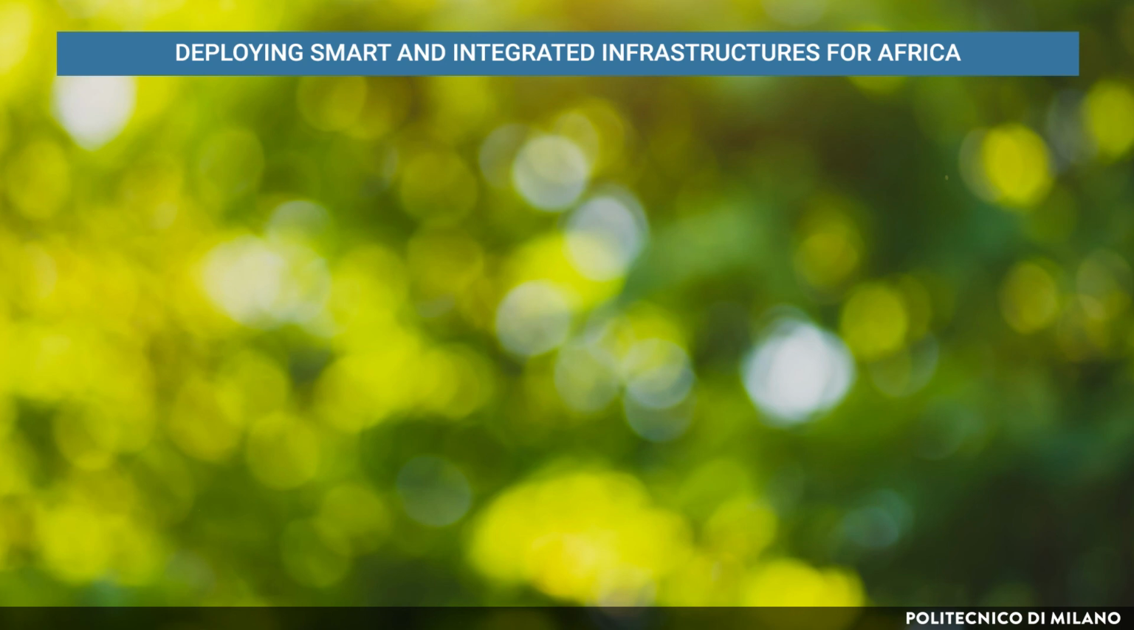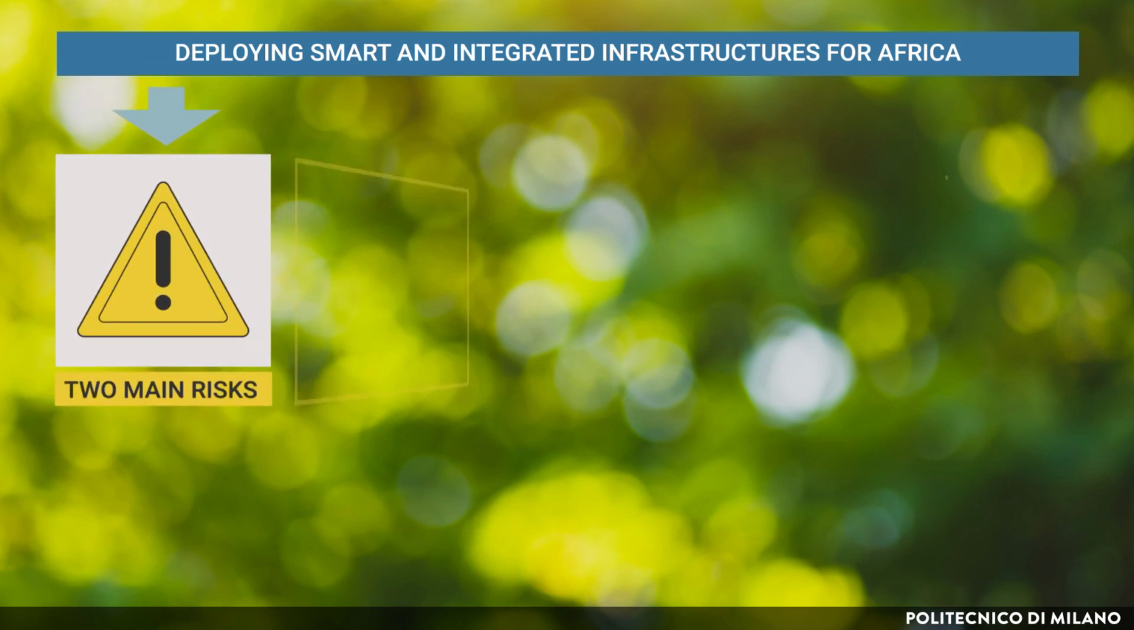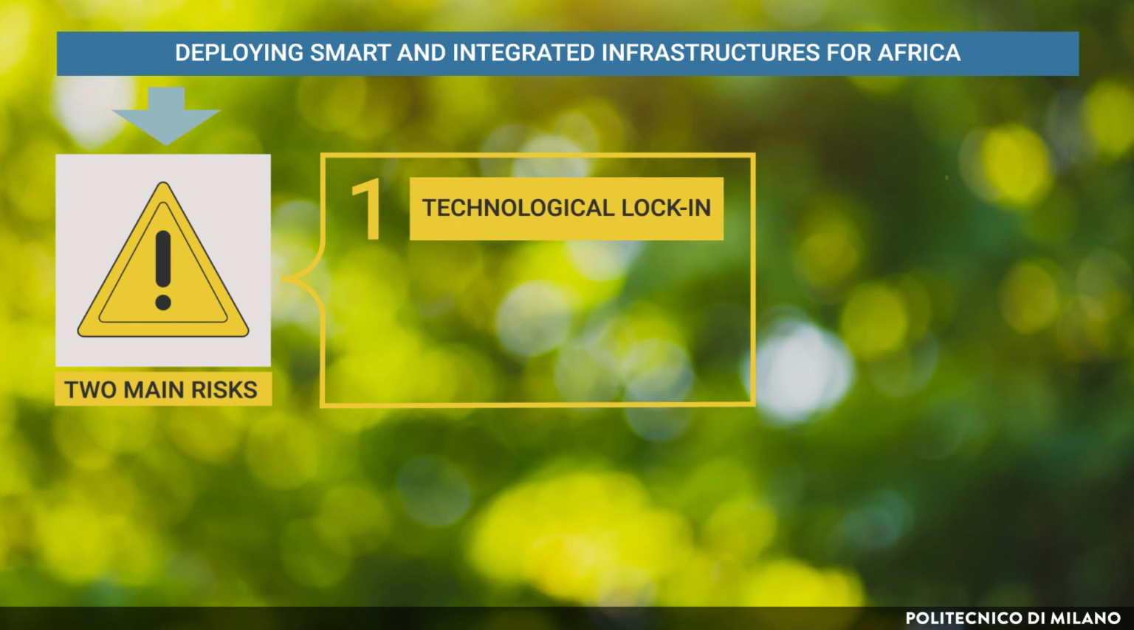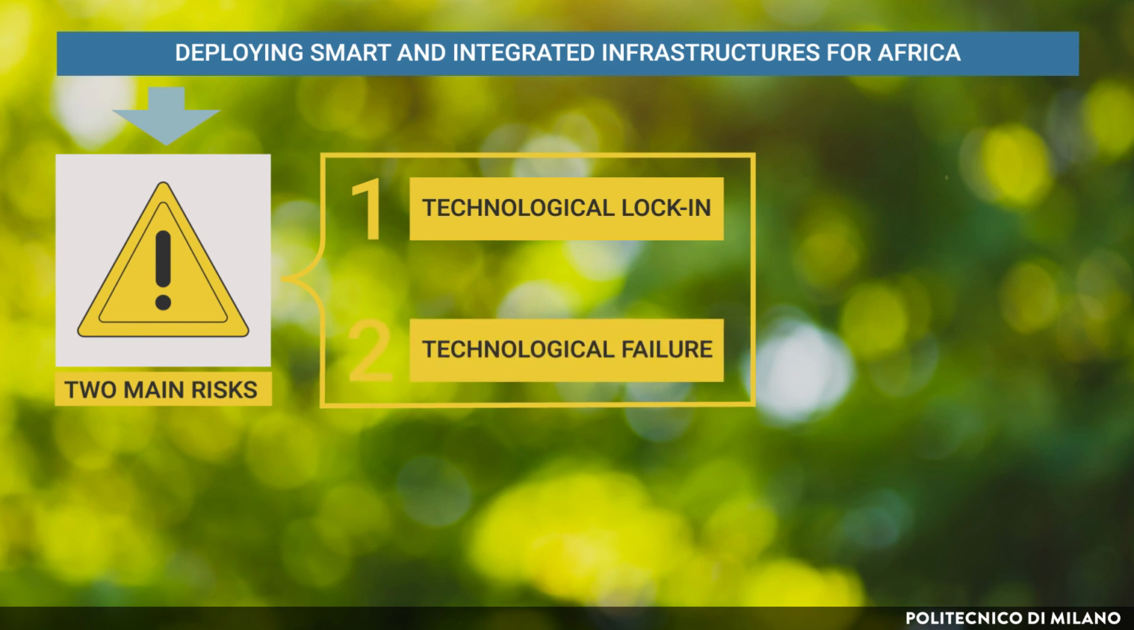Deploying smart and integrated infrastructures for Africa needs to be recommended to promote prosperity in the continent and to mitigate two main risks. First, technological lock-in to a set of configurations that might meet short-term targets, but that might fail in achieving the target beyond 2030. Second, technological failure due to the consequences and the threats caused by climate evolution.